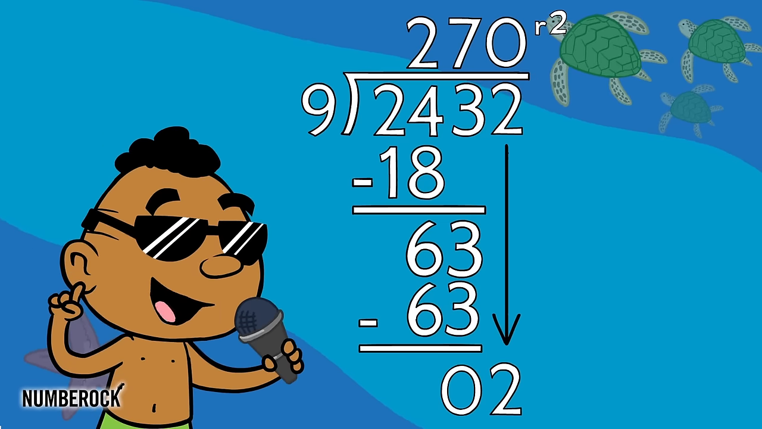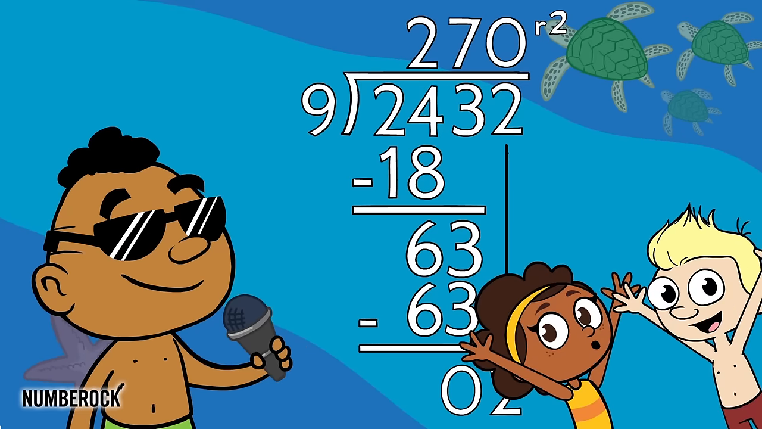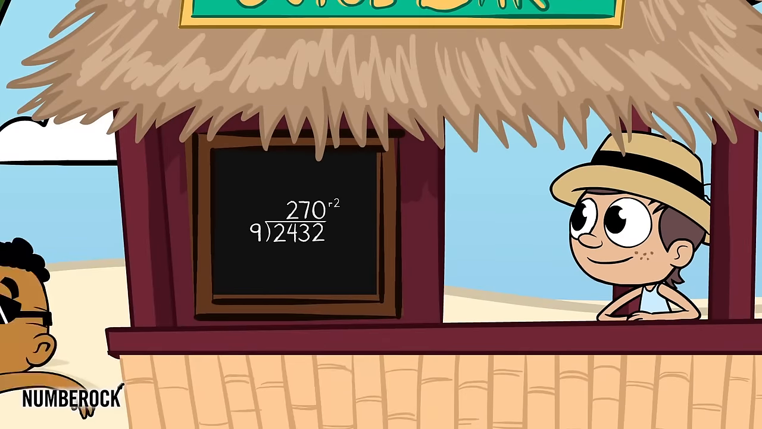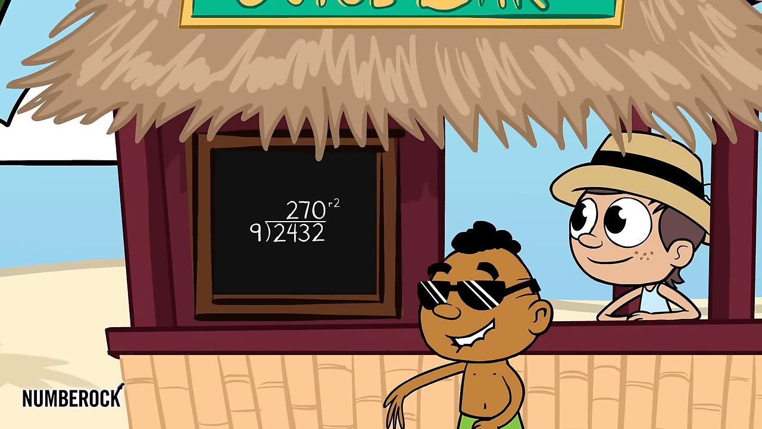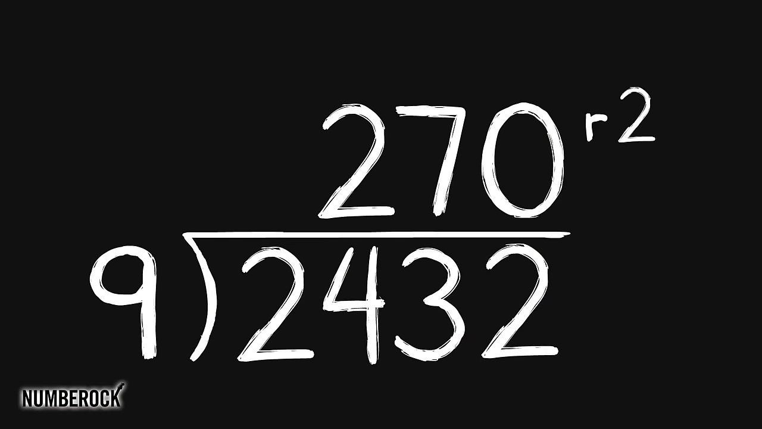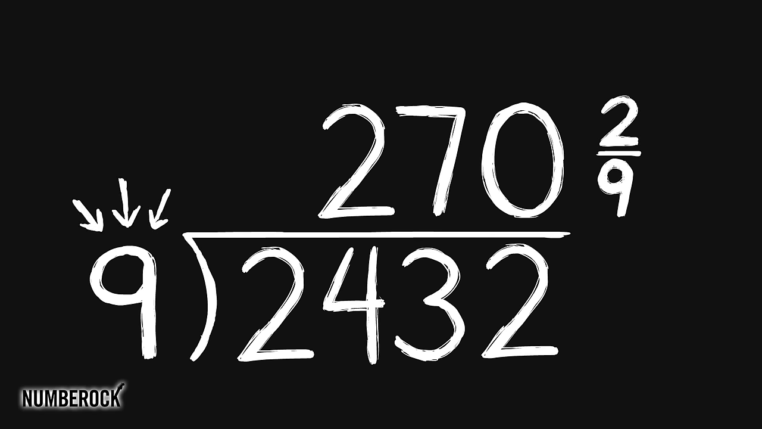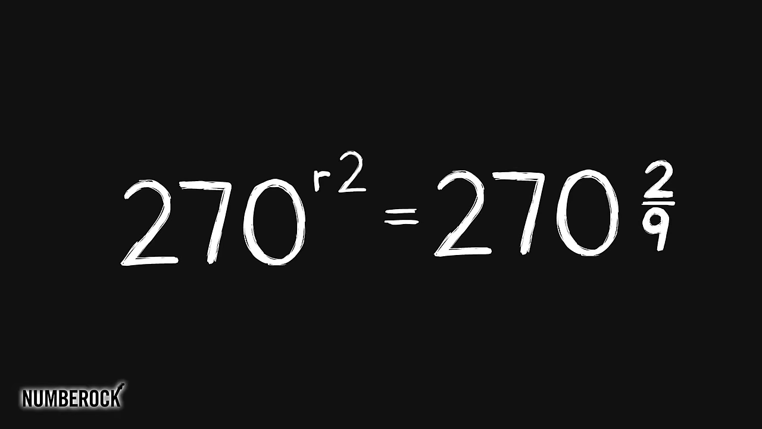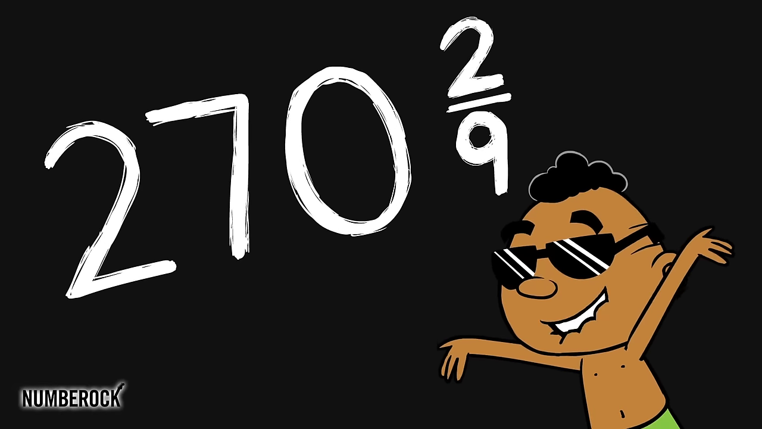By what's left over. That's how a quotient is found. The remainder that's left over can be further defined. R2 can be written as 2 over 9. Since 9 is the divisor, it's the whole. The remainder is the part, and that is its role. So 270 R2 is the quotient, and 270 and 2 ninths is its equivalent.